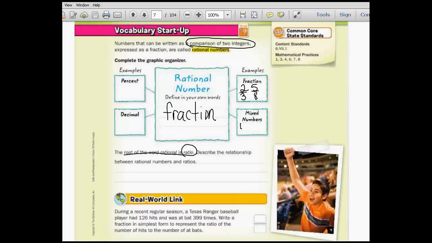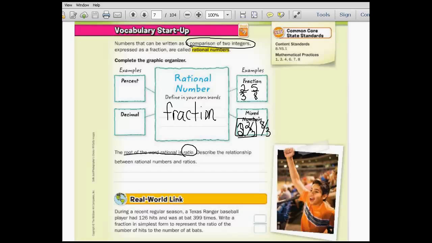Say 2 and 2/3. A mixed number can be written as an improper fraction, so 2 times 3 is 6, plus 2 is 8, so 8/3. 8/3 is a comparison of two integers. A mixed number does not quite fit the criteria of a comparison of two integers, but it could easily be transformed to 8/3, which would work.